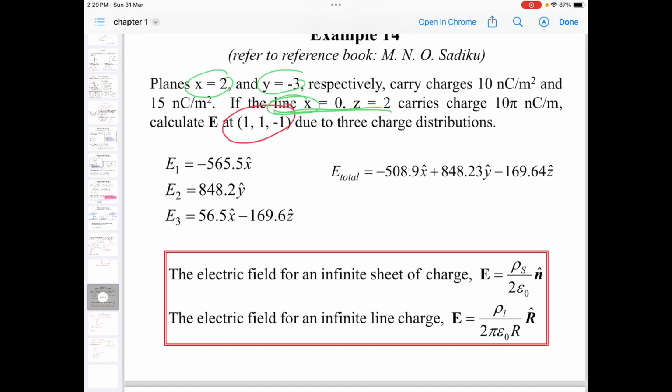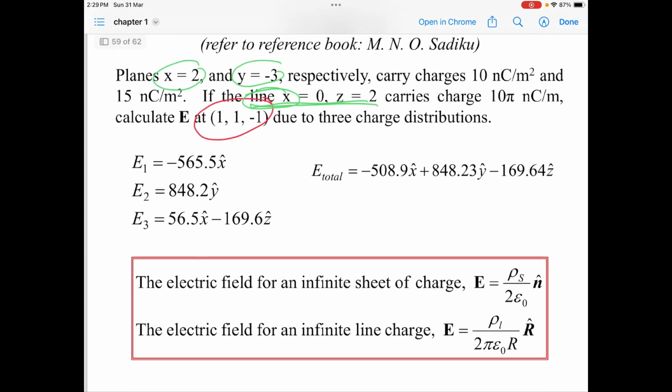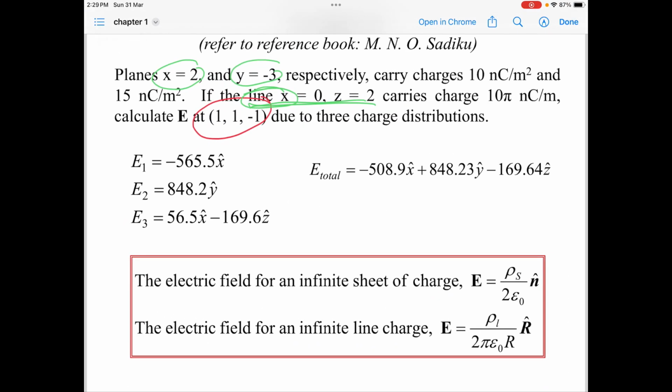Alright, so hi everyone. Now let's look at these examples that we stopped at in our tutorial session. We have tried to find the electric field from the plane x equals 2 and y equals 3, but we haven't tried to look at the electric field for the line, right?